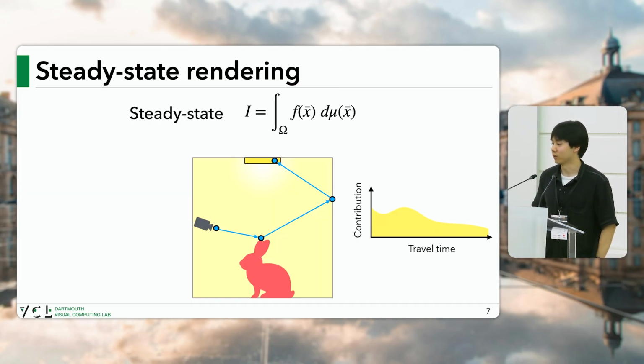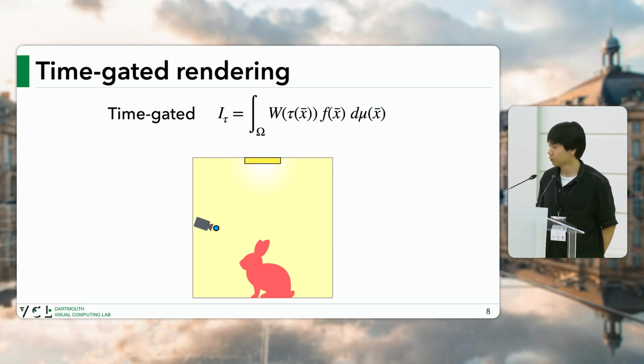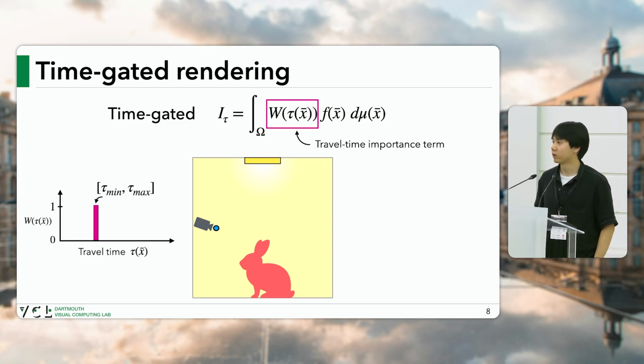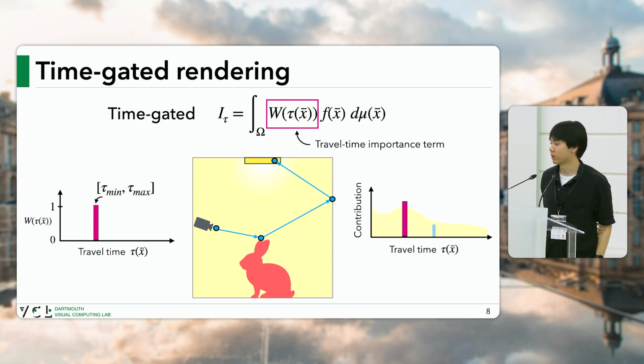So now let's formulate the problem. Steady-state rendering effectively assumes light travels infinitely fast. Each pixel integrates the contribution of all transport paths, regardless of how long the light spent traveling. Time-gated rendering changes one thing. We insert a weight W on each path's travel time, which is the total duration that light spends along the path. And for a gated sensor, it's usually a box with the value of 1 inside the gate and 0 outside. So a path contributes only if its travel time lands in this interval.